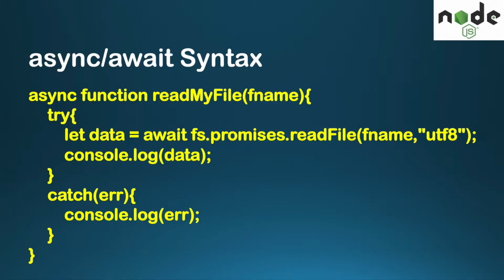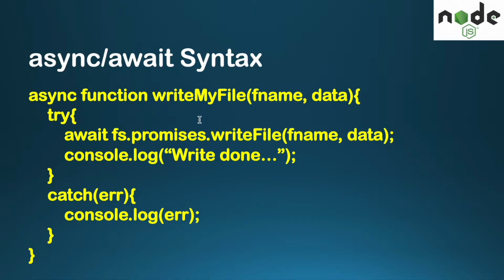So this was for reading a file. Similarly, for writing a file. In the case of writing a file, we don't get a result. So we have just awaited it. And after this await is fulfilled, after this promise is fulfilled, it will move to the next line. So if there is no result, it will just move to the next line.